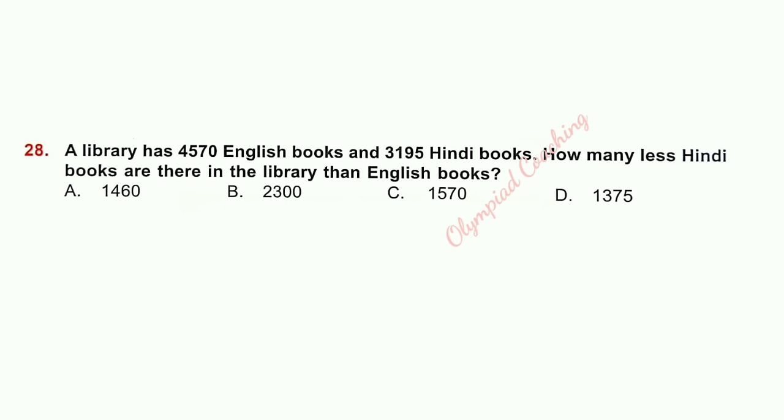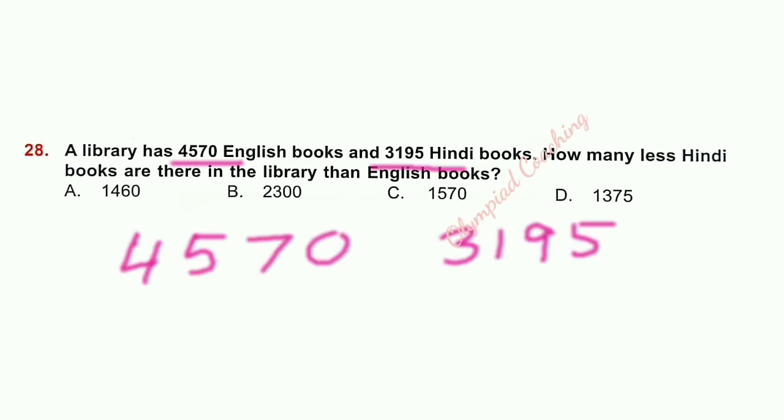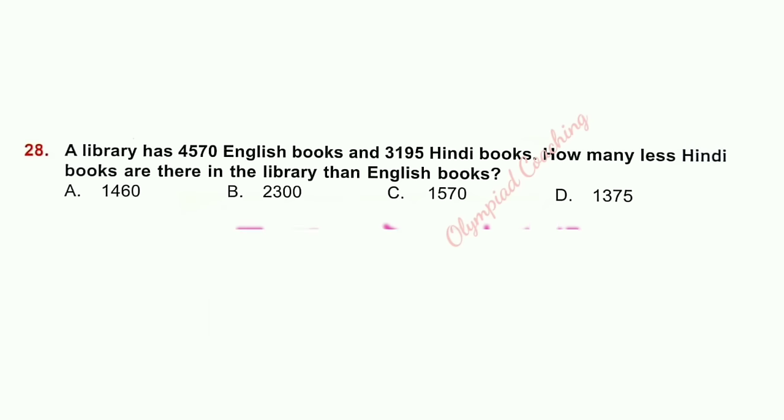Question number 28. A library has 4,570 English books and 3,195 Hindi books. How many less Hindi books are there in the library than English books? Number of English books 4,570 and number of Hindi books 3,195. Clearly, English books are more than Hindi books.